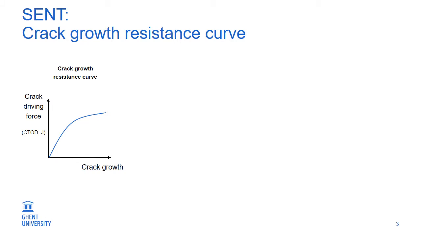SENT tests are used to characterize the toughness behavior of a material. That is done by constructing a resistance curve. A resistance curve basically represents a material's resistance to progressive crack extension. So, on one of the axes of the resistance curve, you have the crack growth, so it is necessary to measure the crack growth along the test. And on the other axis, we have the crack driving force parameter, like CTOD or J. With respect to the crack growth, the most used techniques to measure it are unloading compliance and direct current potential drop.